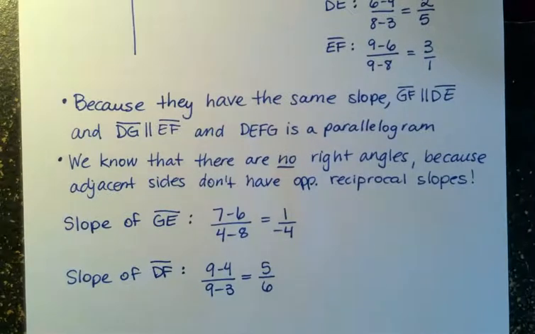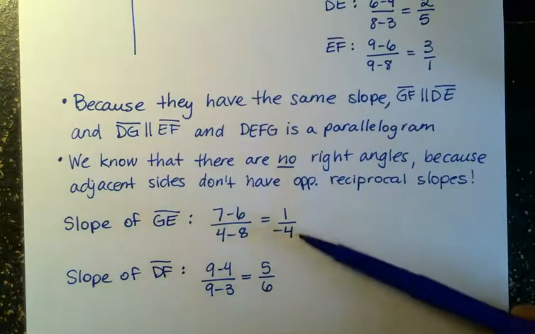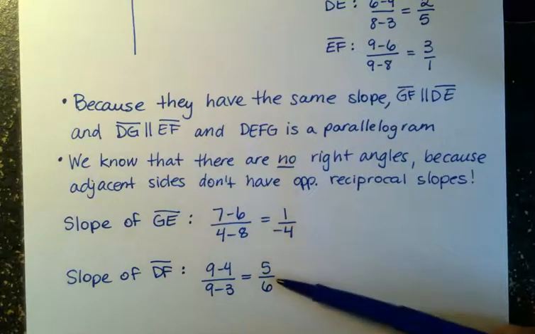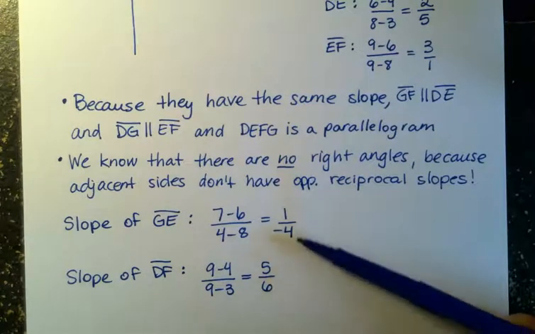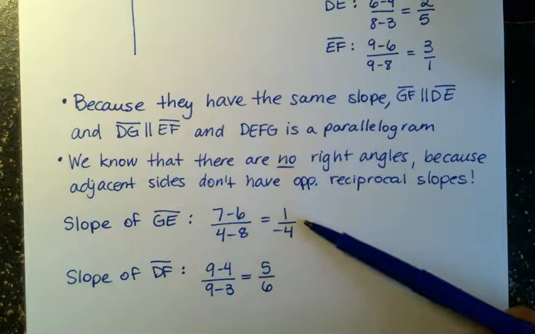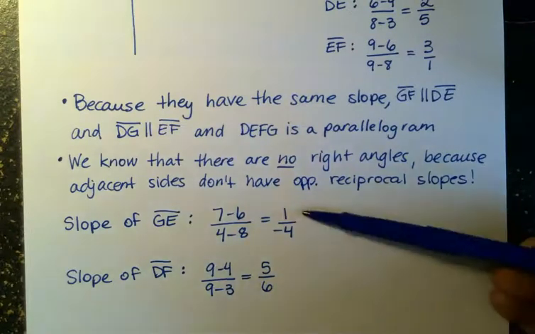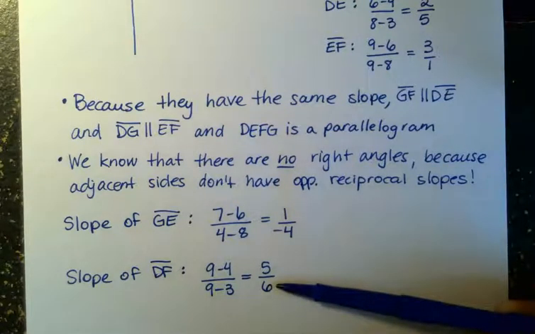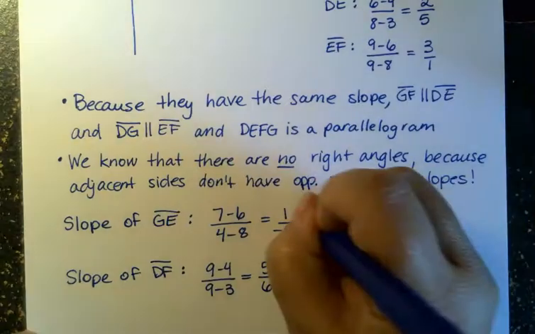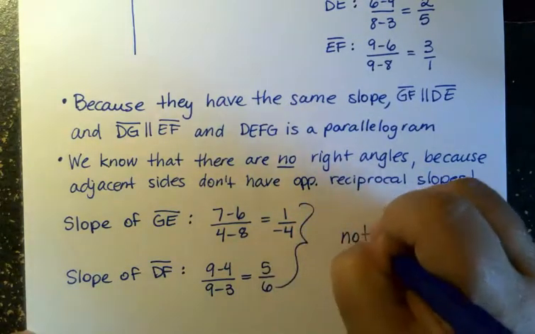What were we looking for? We were looking to see if they were perpendicular. That would be the whole opposite reciprocal slopes thing, and I do not have that. They are opposite, meaning positive, negative, but they're not reciprocals. Like if this had been -6/5, or if this had been +4, then yeah. But these are not perpendicular.